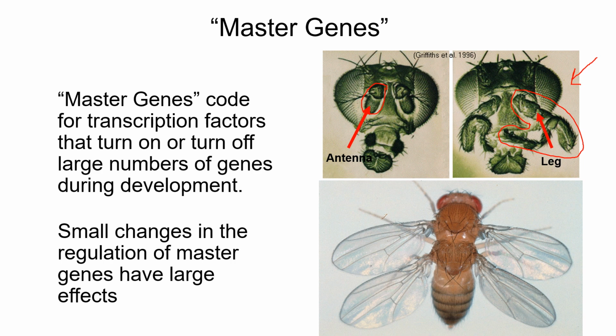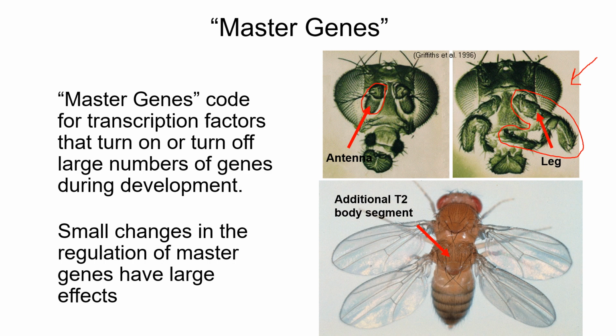So it turns on all the genes needed for an antenna and turns off the genes that are needed for a normal leg. And that appendage develops as an antenna. If that gene is not working, so if that gene is completely broken, then the default pathway for that appendage is a leg, and it develops as a leg. So you can get flies with legs on their faces, and it's just due to this one gene not working.